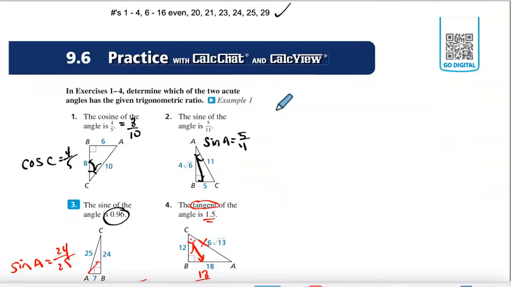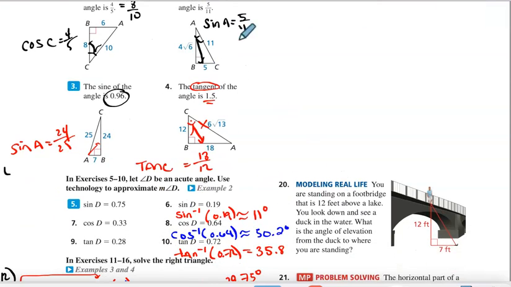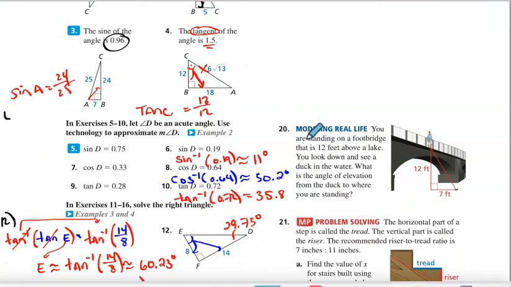That's 16. Then we have number 20. Cool, I got a little space here for number 20. I'll go on top here. So you are standing on a footbridge that is 12 feet above the lake. You look down and see a duck in the water. What is the angle of elevation from the duck to where you're standing?